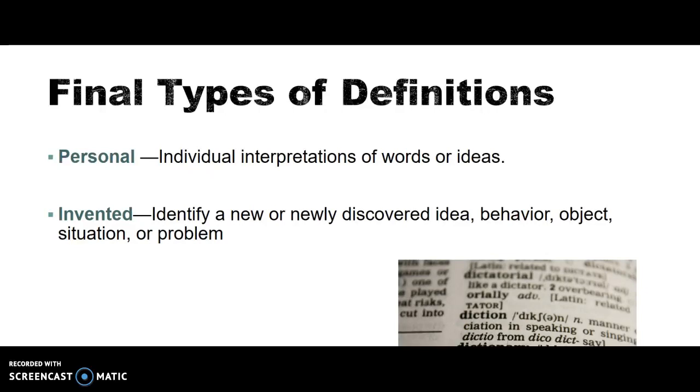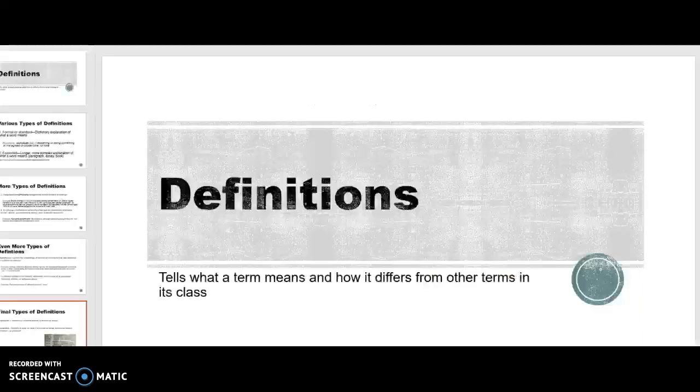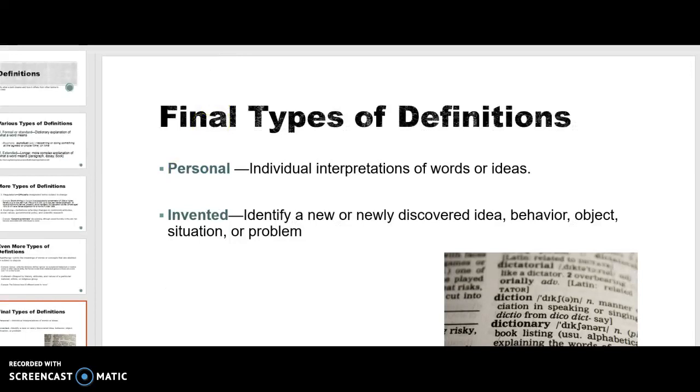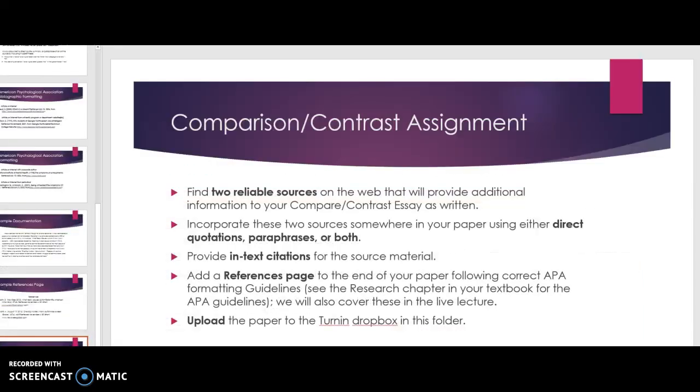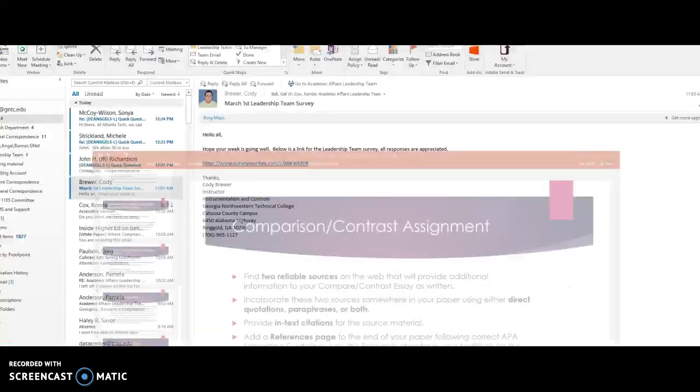And then if you invent a new word, as a lot of writers do, that's an example of a newly discovered idea, behavior, object, situation, or problem. And whoever invented that particular idea, behavior, object, situation, or problem would define it. Okay, so I want to show you how to go about carrying out this assignment.